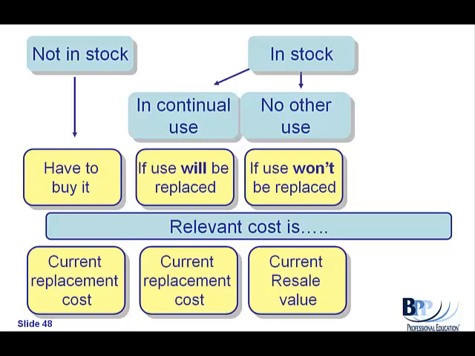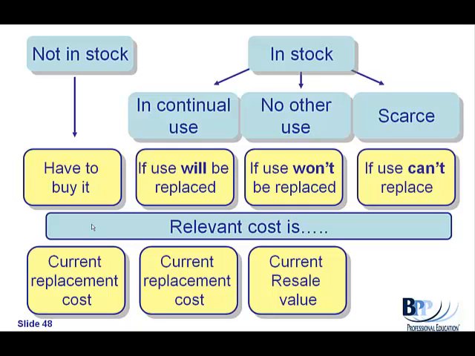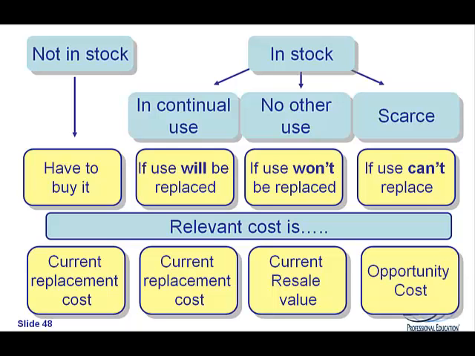Now, if we have the item in stock, but you're told it's scarce, or you're told you can't go out and buy any more, you haven't got an option here, we can't replace it. So what that means is, if we use it on Venus, we cannot make any Mars bars because we can't buy any more cocoa to do that. So the relevant cost in this case is that lost contribution from the sale of Mars bars that we can't now make, our opportunity cost.